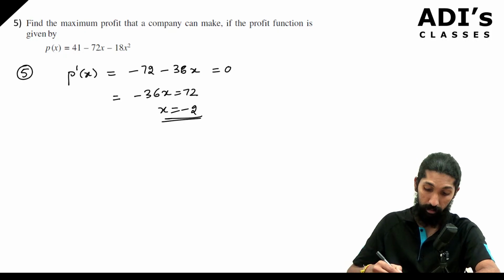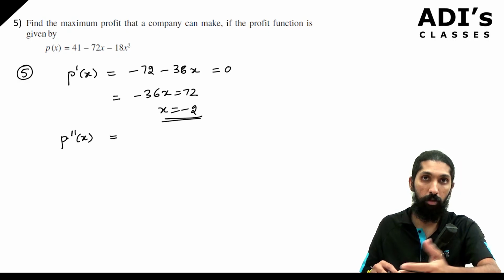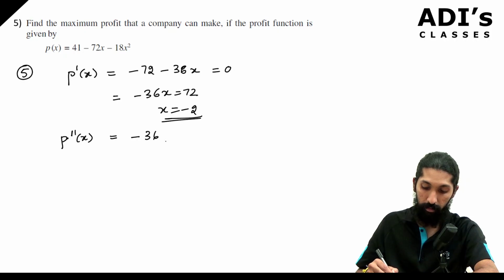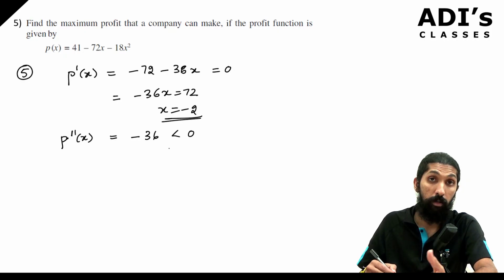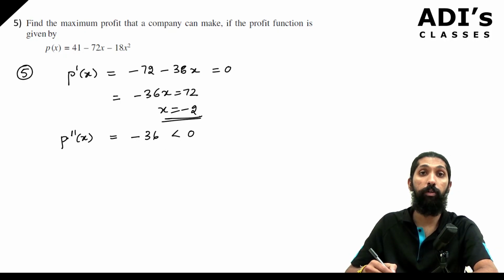Right? So when x is minus 2, you do p double dash of x. It is maximum, yes, but just to cross check. So you're going to have minus 36. Directly it's less than 0, so no point in substituting the value of x anyway. So since you know at x equal to minus 2, you're going to have the maximum value.